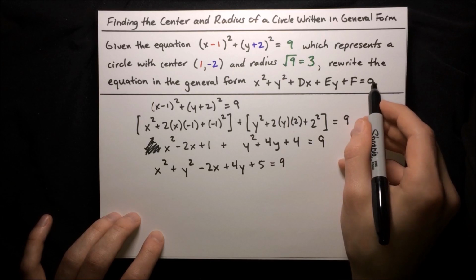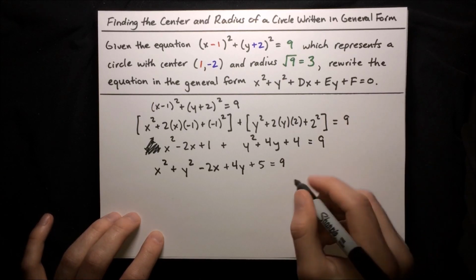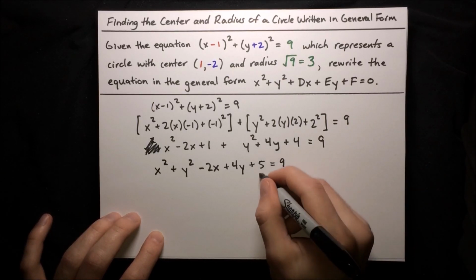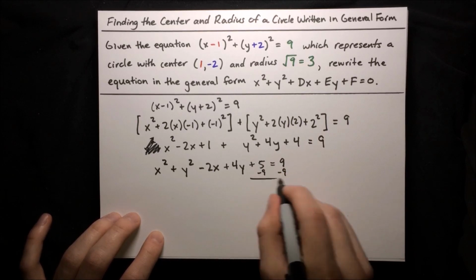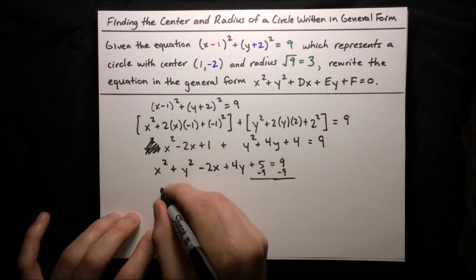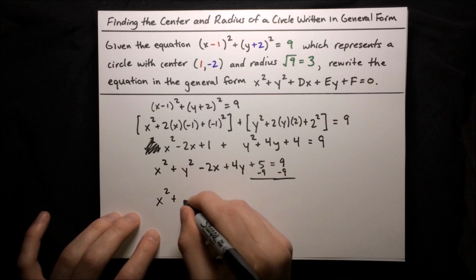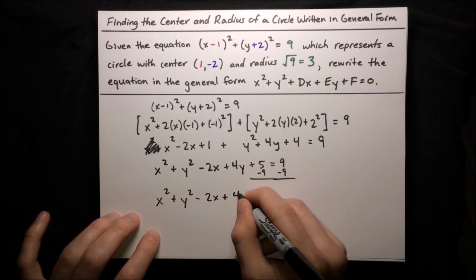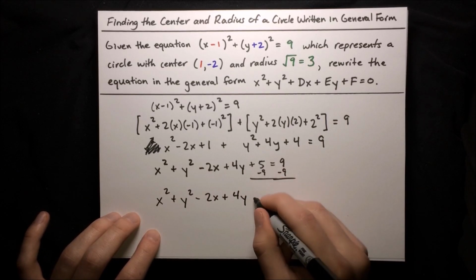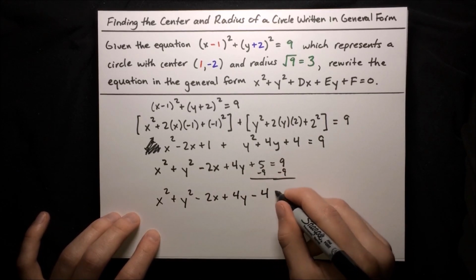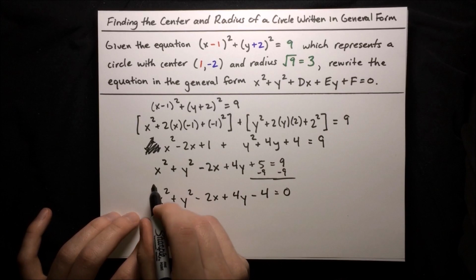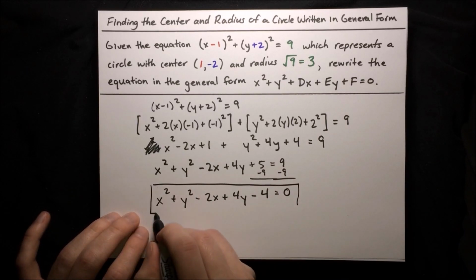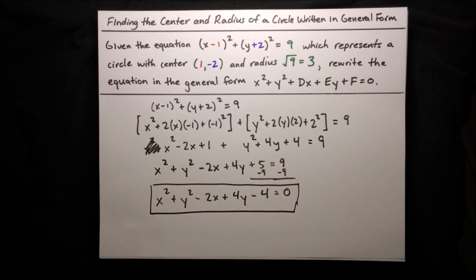The general form is supposed to have 0 on the right hand side, so let's just subtract 9 from both sides, and the result then is that we just have x squared plus y squared minus 2x plus 4y, and 5 minus 9 is negative 4. That's equal to 0. So here we go. Here is our general form of that circle.